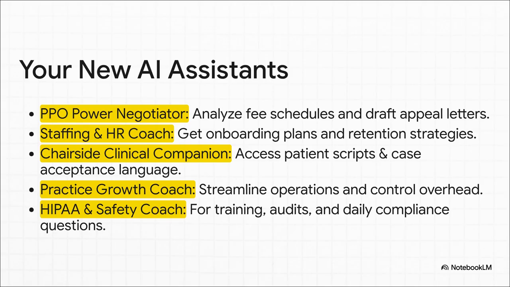And wow, what a lineup of AI assistants you have. Are you trying to fight a denied insurance claim? Bam! The PPO Power Negotiator is your new best friend. Thinking about hiring a new team member? The Staffing and HR Coach has your back with everything from job descriptions to onboarding plans. Or maybe you just need the perfect words to explain a case to a patient. The Chairside Clinical Companion is ready to go. Seriously, each one of these is like having a dedicated expert on staff for every part of your practice.